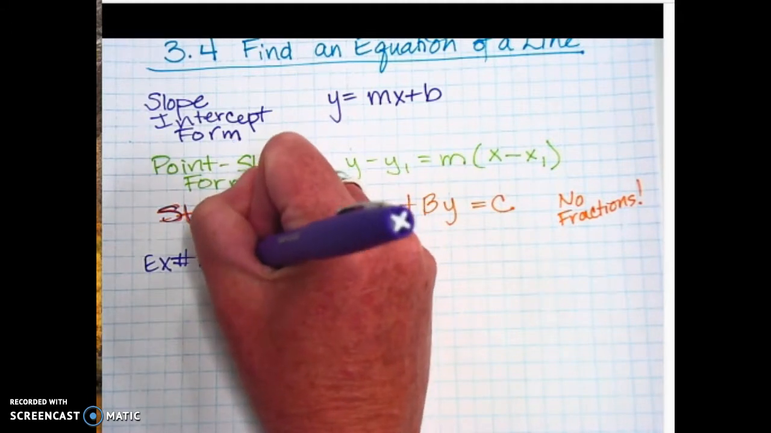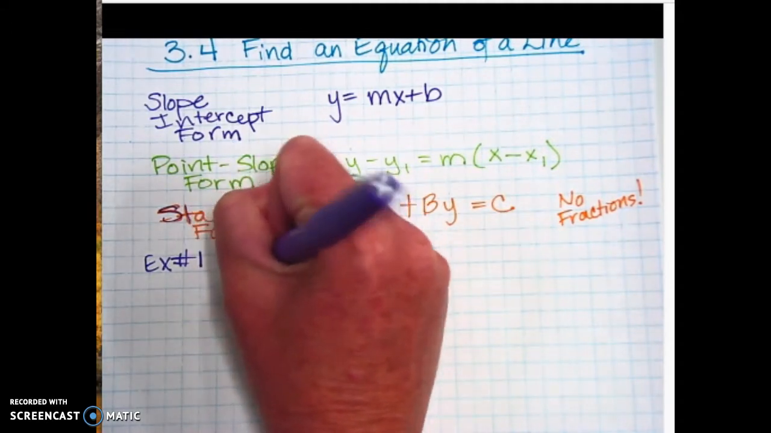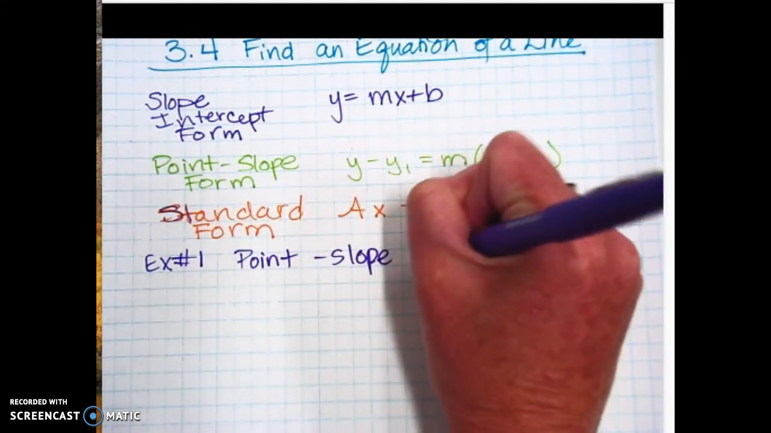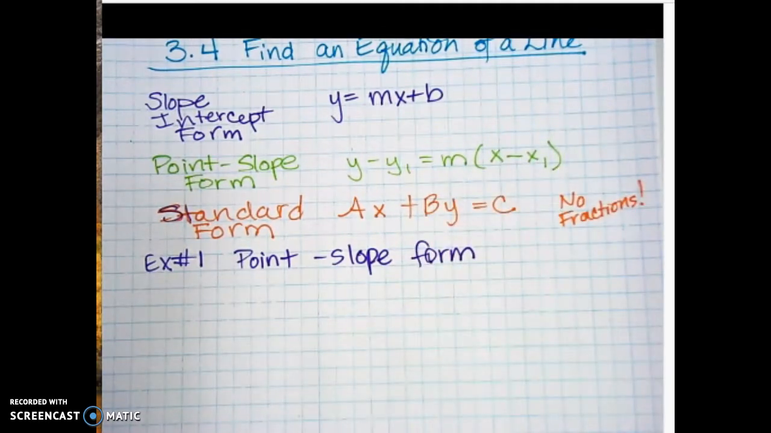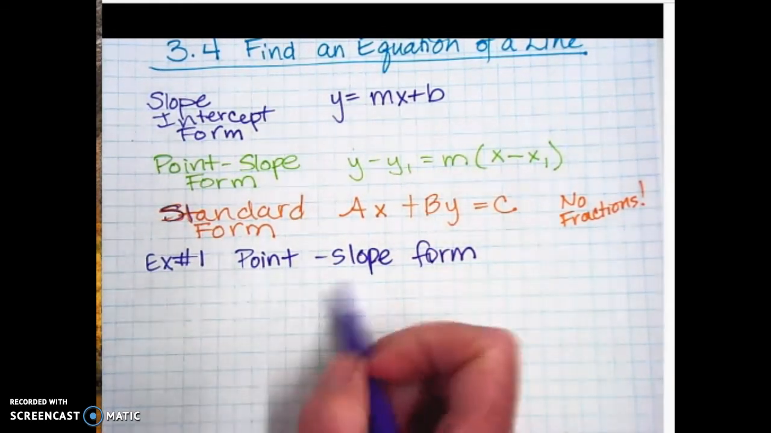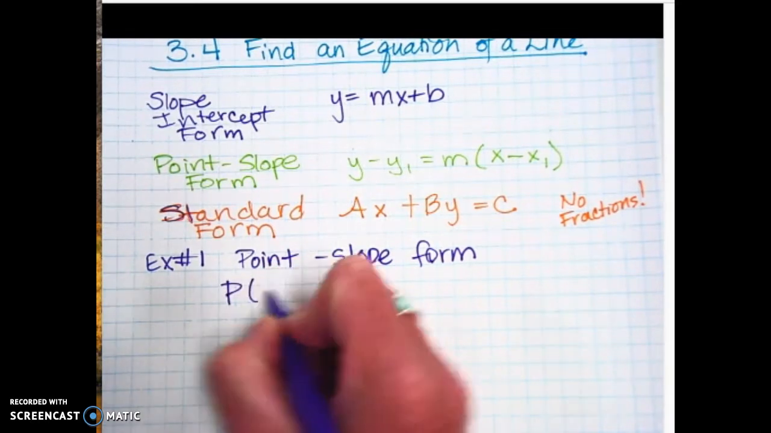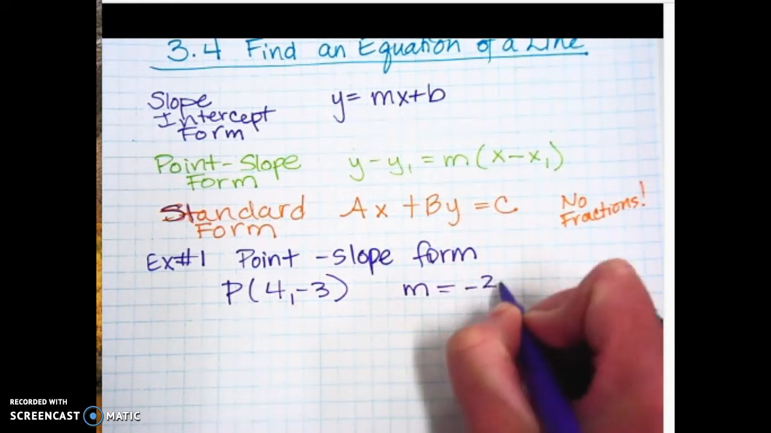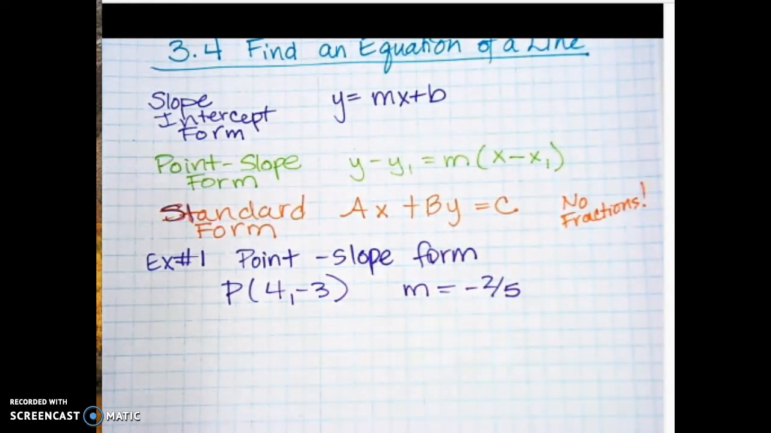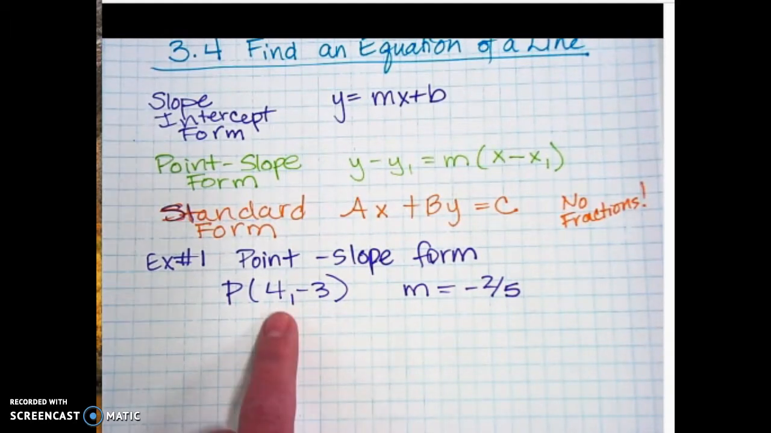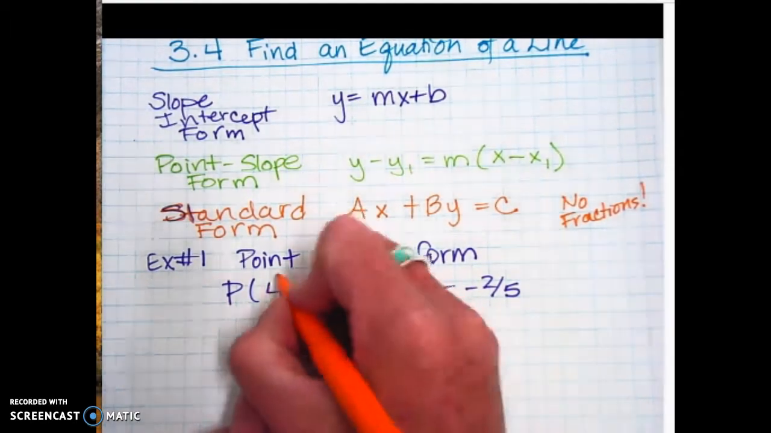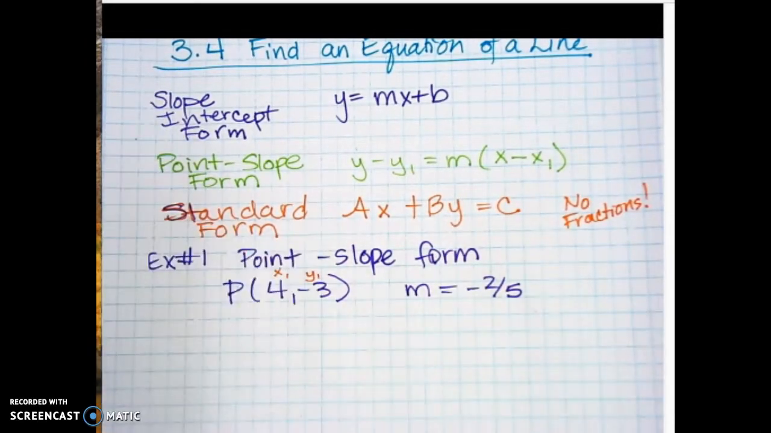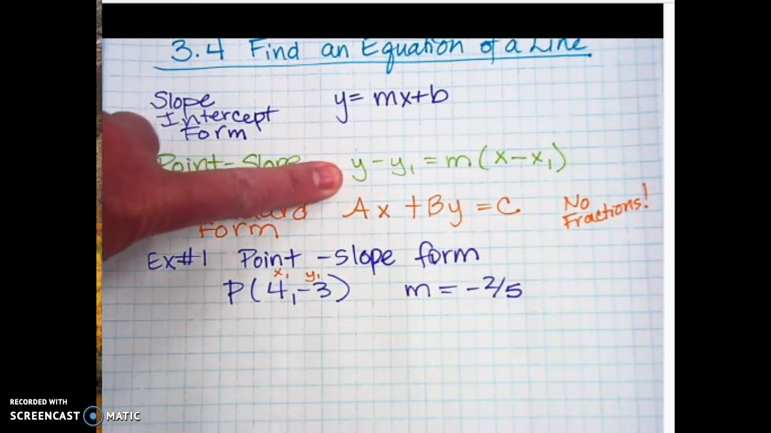Example number 1. I'm going to give you some information, and I want you to write your answer in point-slope form. Luckily, that's the two things I'm going to give you: a point and a slope. The point P is at (4, -3), and the slope, m, is -2/5. With the point, the first value is always your x1, the second value is always your y1, and your m is your m.